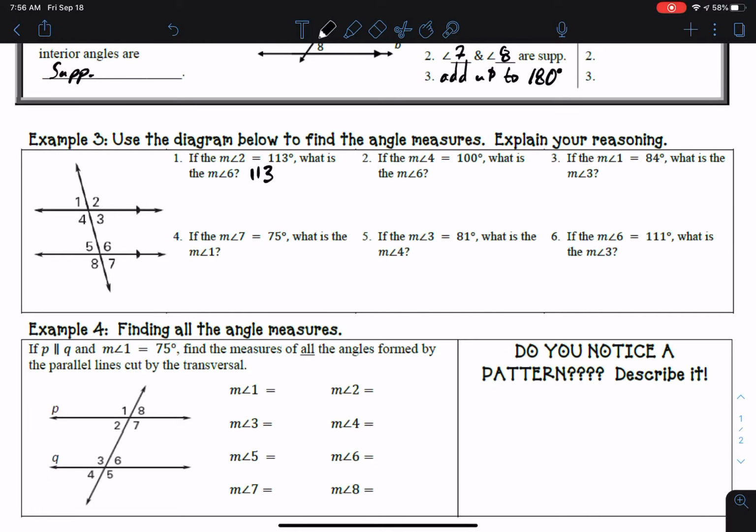Easy. Next. Angle 4 is 100 degrees. Angle 4 right here. It's also a big angle. Angle 4. What is angle 6? Well, it's also a big angle. If this big angle is 100, then this one's also 100.